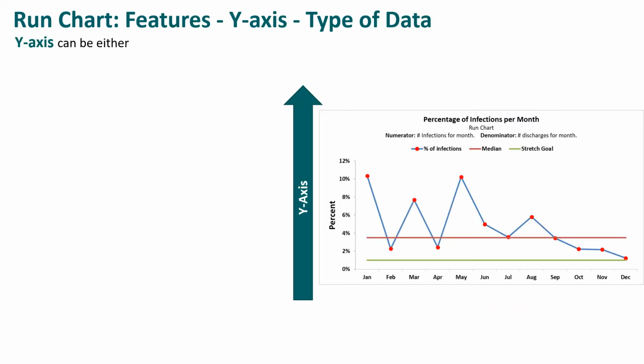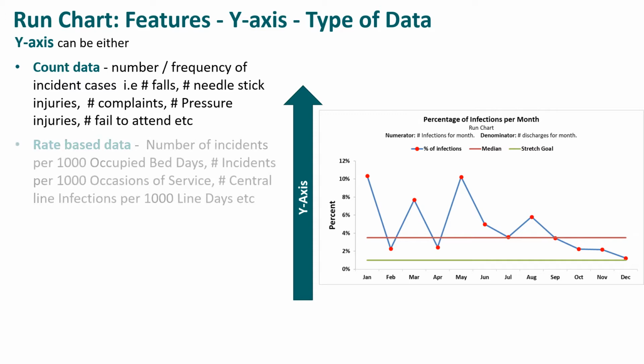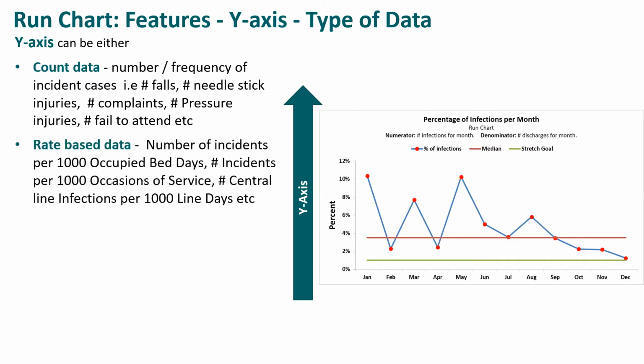In a run chart, the y-axis can use different types of data. It can use count data, which is like the number or the frequency of incident cases, such as the number of falls, the number of needle stick injuries, number of complaints or number of pressure ulcers or number of failed to attend. It can also use rate-based data, such as the number of incidents per 1,000 occupied bed days, or the number of incidents per 1,000 occasions of service for outpatients, or the number of central line infections per 1,000 line days.